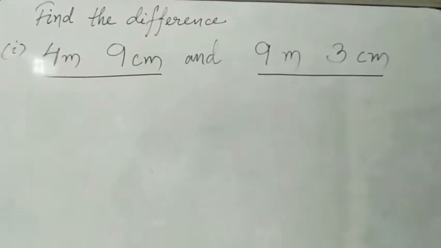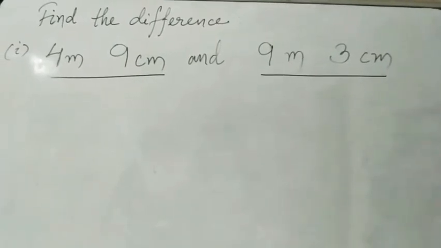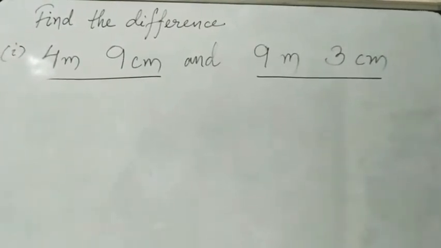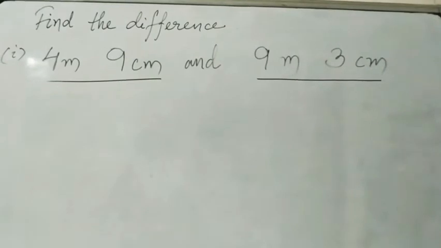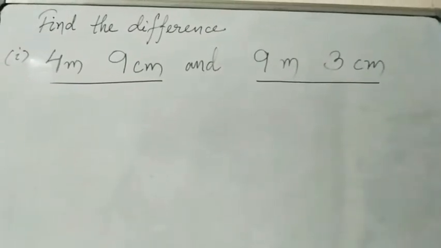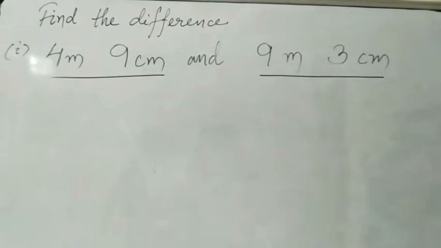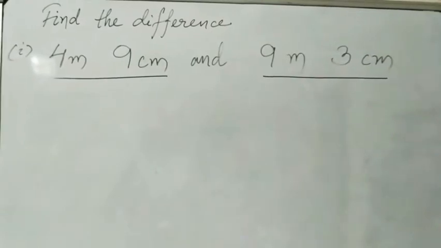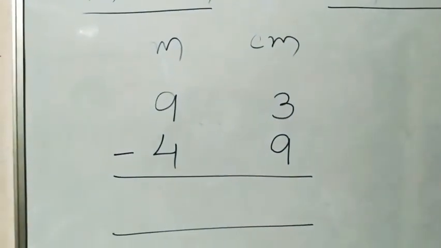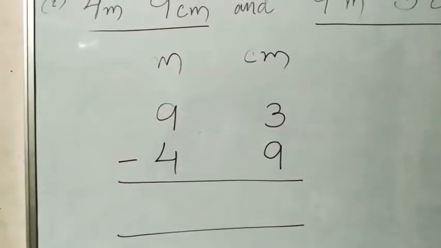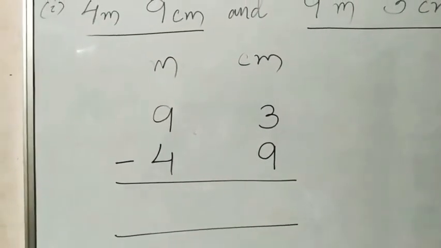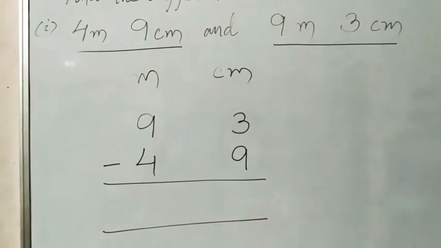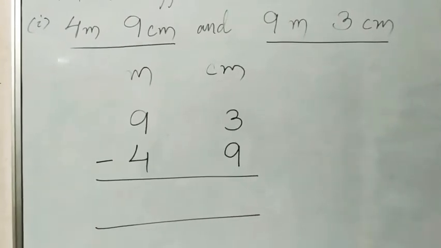But you may be confused that 9 centimeter is bigger than 3 centimeter, but you should take the whole number. 4 meter 9 centimeter is one number, 9 meter 3 centimeter is another number. So you have to take the bigger one, that is 9 meter 3 centimeter, minus 4 meter 9 centimeter. Let's write it. Now you can see I have written meter and centimeter, then 9 meter 3 centimeter minus 4 meter 9 centimeter. You cannot start subtracting.